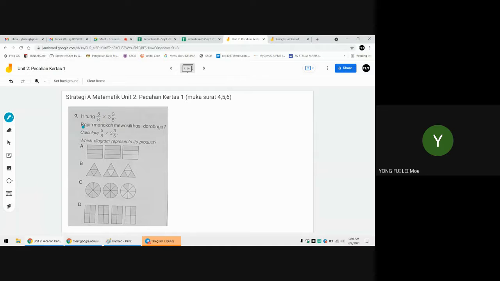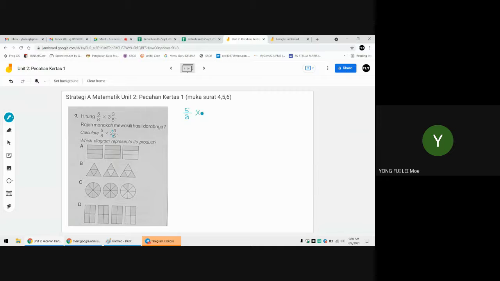Which diagram represents its product? You have to look at this. First, do this. I told you, you have to change this to an improper fraction.